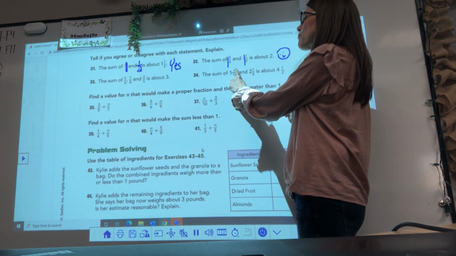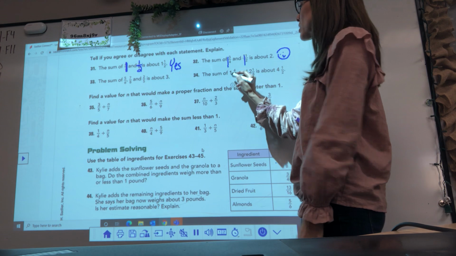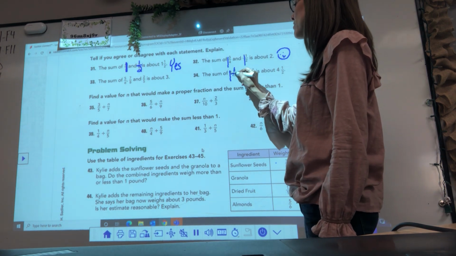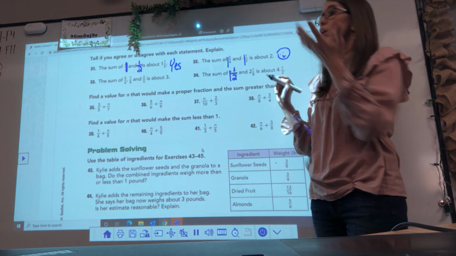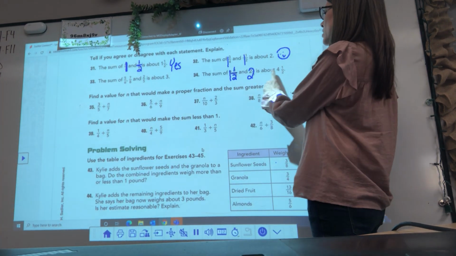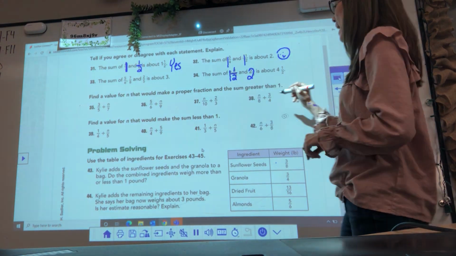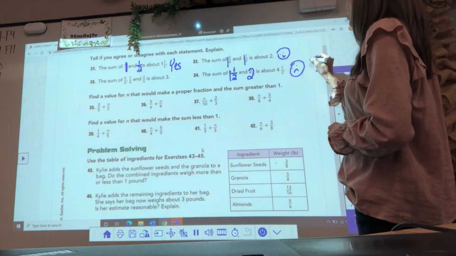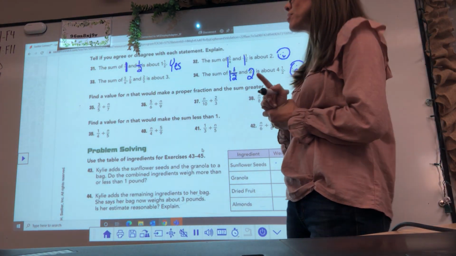We have 1 and 4/10. 4/10 is about what? Half. So we're going to say this is about 1.5. And what is 2 and 1/8 closest to? 2. Right? Because this is about close to 0. So we're going to say 2. So the answer is about 4.5. Yes or no? No, it's about 3.5, right? No, we don't agree with that one. Okay? That's how we're going to do these.